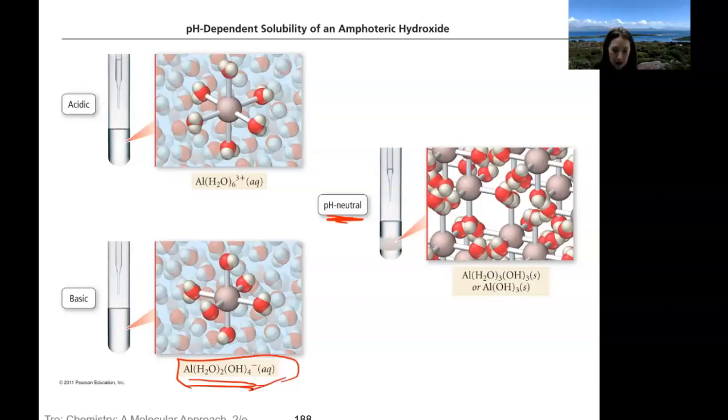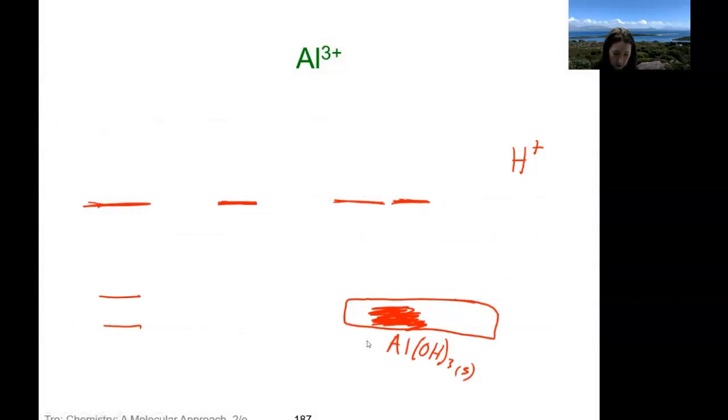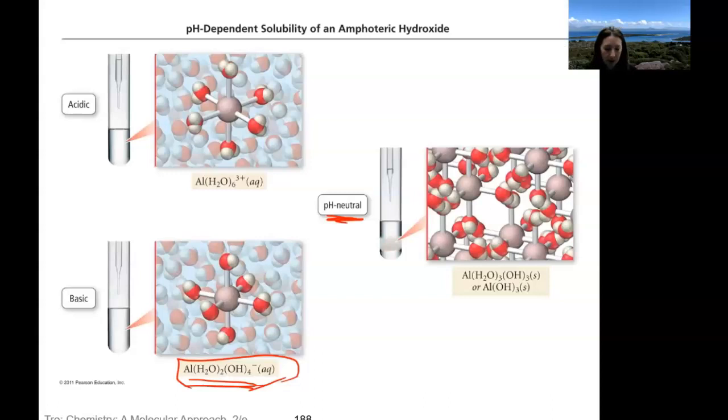So some of these ions are insoluble at a pH of 7, but they become soluble in either acidic or basic conditions. And again, that's a lot of what we're doing in our lab with trying to get our precipitates. Okay, so that is our exam 1 material. We've done it all.